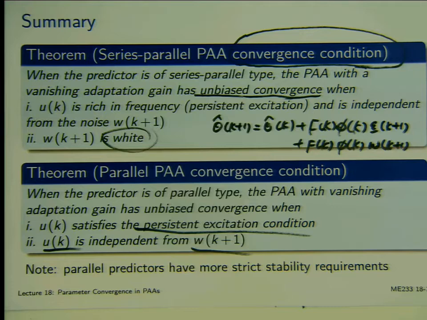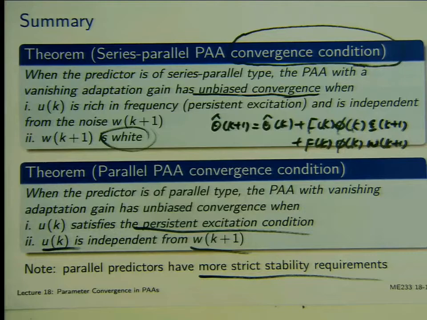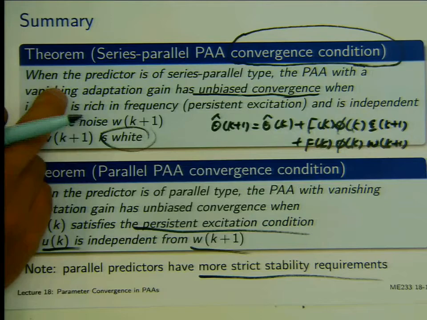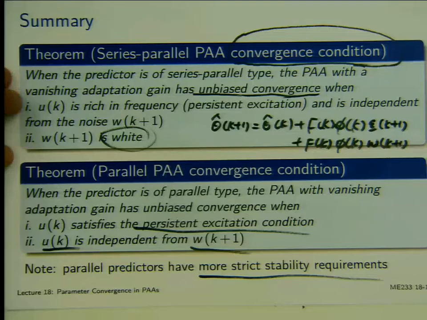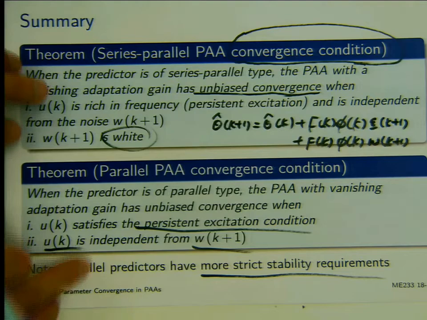And you see, this is always the balance in practice. Parallel PAA has better convergence condition, but it has more strict stability requirement. We need the SPR conditions to satisfy, okay? On the other hand, for the series parallel PAA, the convergence condition is hard to satisfy, but the stability is very easy to satisfy, okay? So usually, usual practice can make the best usage of both of them.